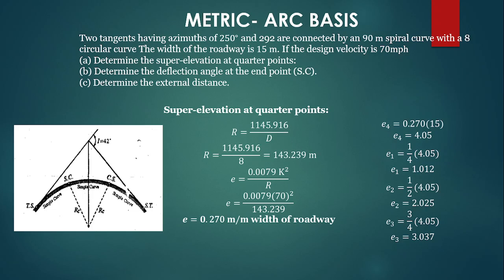So super elevation at quarter points ay una, finding R. So ito, R is equals 1145 over D. So ayan, sinabstitute yung mga value resulting to 143.239 meters. So E is equals to 0.079 K squared over R. So ang K natin ay 70. Ito po, yung velocity. And then 123.79 yung R. So E is equals to 0.270 meter by meter width of roadway. So ito po yung mga iba pang mga value ng E. So E1, E2, E3, and E4.